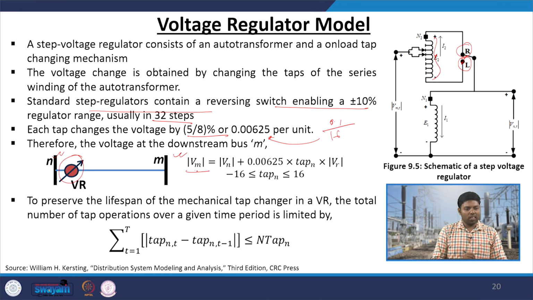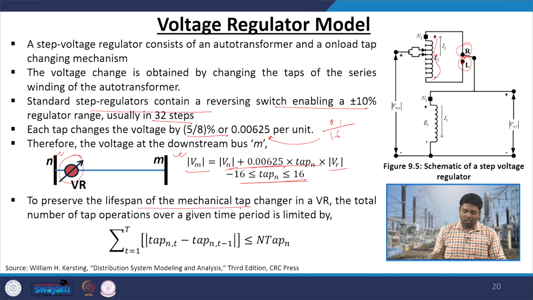So, the voltage magnitude at bus M is related to the voltage magnitude of bus N by this equation. It is V_n plus 0.00625 times the tap position at which you are keeping it, multiplied with the nominal voltage, and your tap position can be from minus 16 to plus 16. Minus means lower, plus means raise.